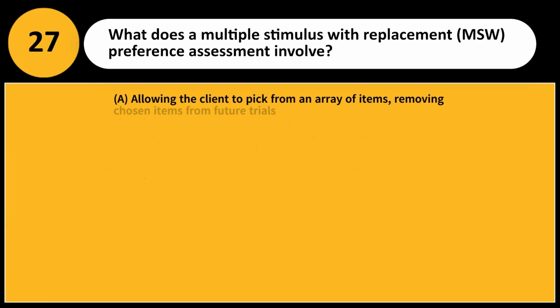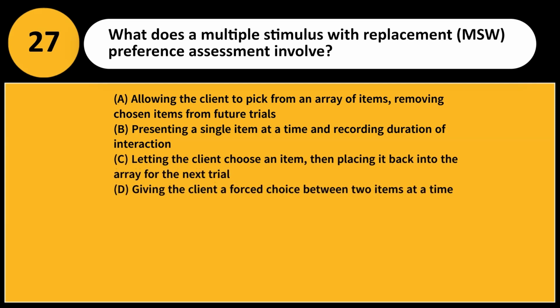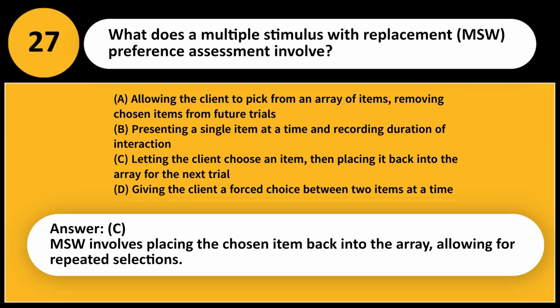What does a multiple stimulus with replacement (MSW) preference assessment involve? A. Allowing the client to pick from an array of items, removing chosen items from future trials. B. Presenting a single item at a time and recording duration of interaction. C. Letting the client choose an item, then placing it back into the array for the next trial. D. Giving the client a forced choice between two items at a time. Answer: C. MSW involves placing the chosen item back into the array, allowing for repeated selections.